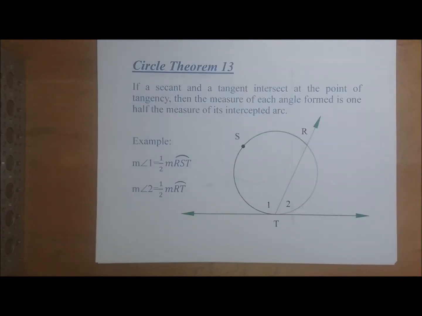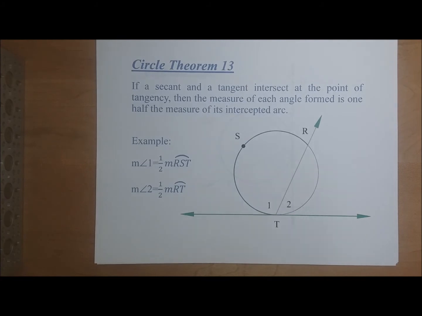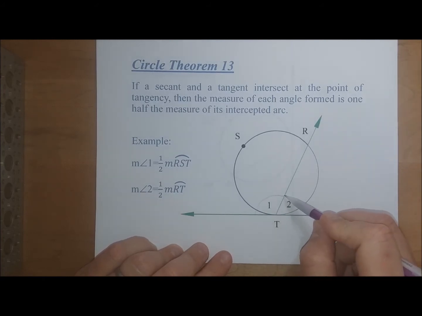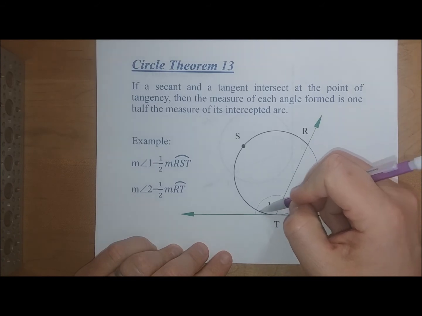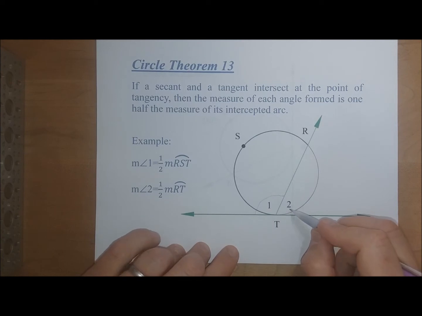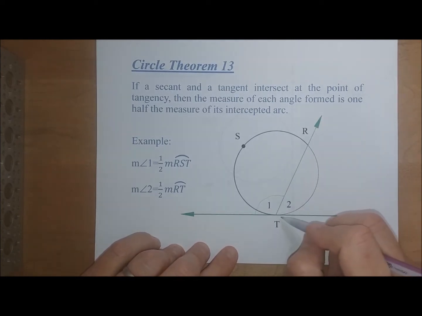Good. All right, next theorem, circle theorem 13. We looked at two secants earlier. Now we're going to look at a secant and a tangent. If a secant and a tangent intersect at the point of tangency, right here at point T, then the measure of each angle formed, this angle 1 and this angle 2, is going to be 1/2 the measure of its intercepted arc. In other words, this angle 1 is going to equal half the measure of this arc TSR that it intercepts. And this angle 2 is going to equal half the measure of this arc RT that it intercepts.